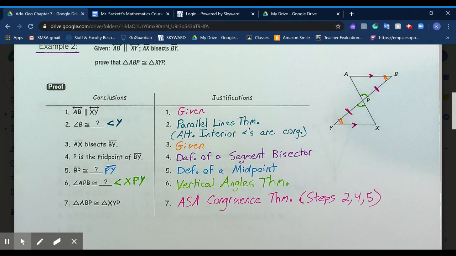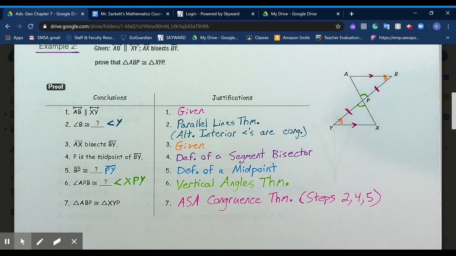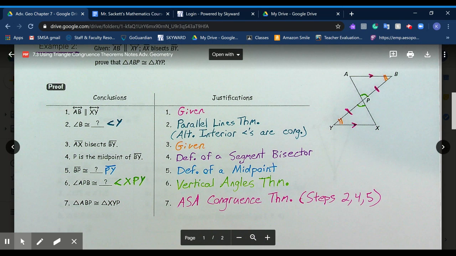Then the next piece, which is the other part that I drew into the proof, we have vertical angles right here at this intersection. So they said angle APB was congruent to, and we had to fill in, angle XPY, the vertical angle to that, which would be the vertical angle theorem. And then based on the information that we were drawing into the triangle, we now have an angle, an included side, and an angle. So therefore, we can state that triangle ABP is congruent to triangle XYP.